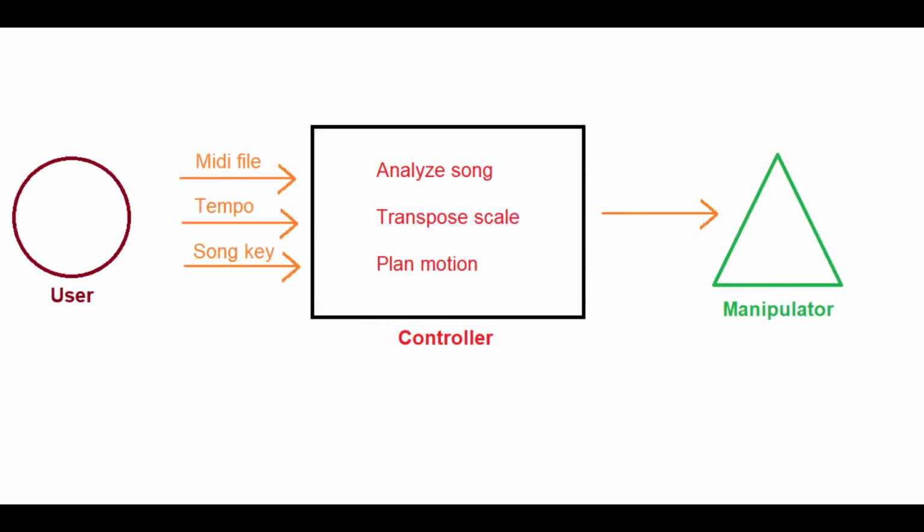In this application, the controller executes the program and waits for the user to provide it a MIDI file, which is a file that contains song information, similar to sheet music. Then it will ask for the desired tempo a user wants the robot to play a song at. Afterwards, it will ask if the user wants the robot to transpose the song to a particular key. After getting all of this information, it will plan the motion in one shot and play the song by sending the motion profiles to the manipulator.